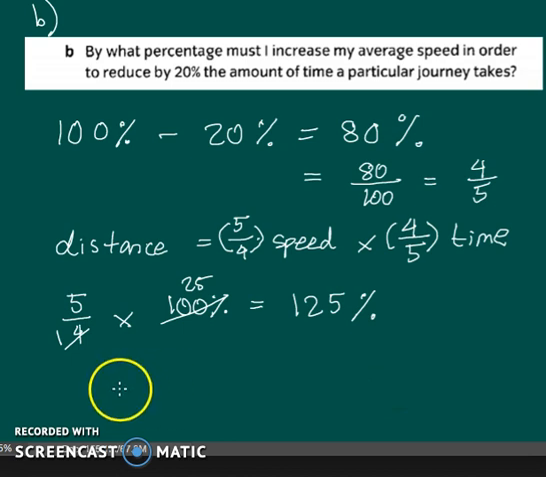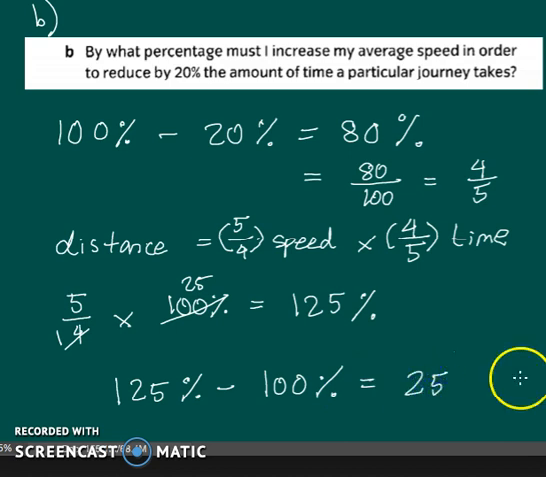So you increased it by 125% minus the 100% that you usually take, which leaves the percentage that you increased your speed by. And that's the answer.